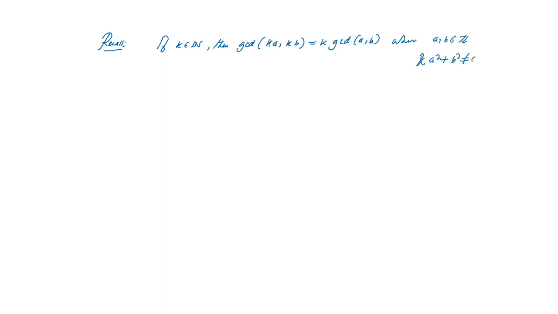And there is another important recall. The recall is: if k is a positive integer, then GCD of ka, kb will be k times GCD of a, b, where a and b both are integers and one of them is non-zero.